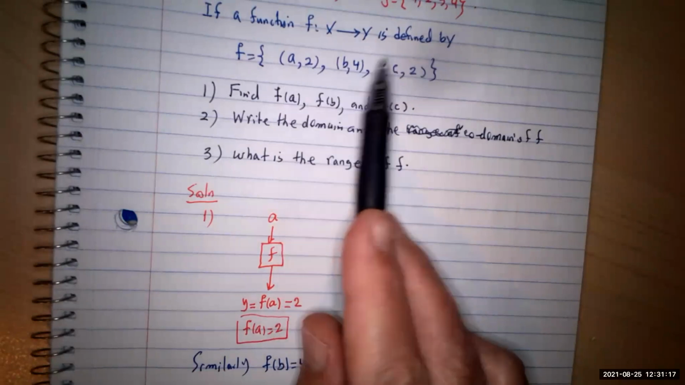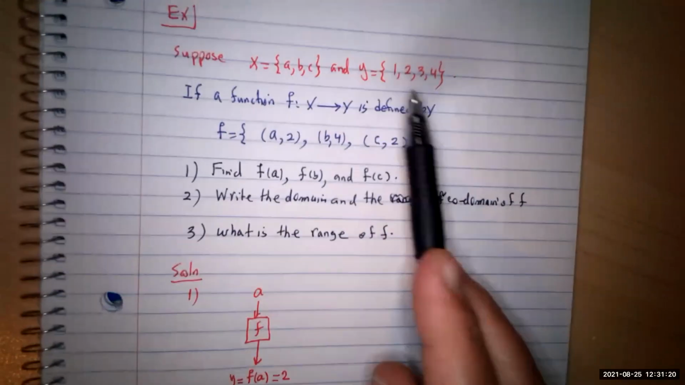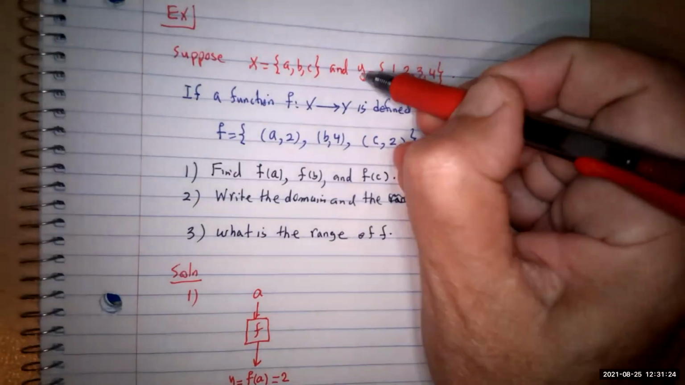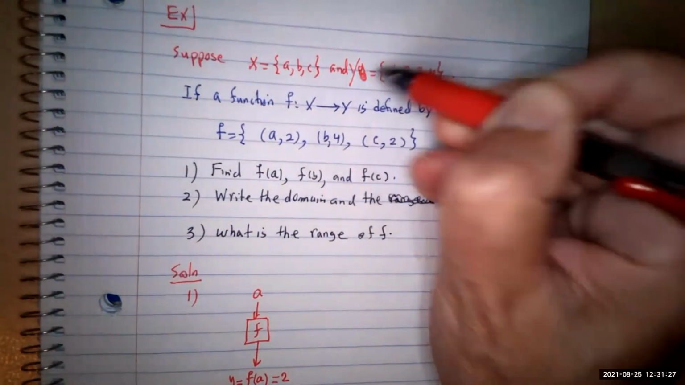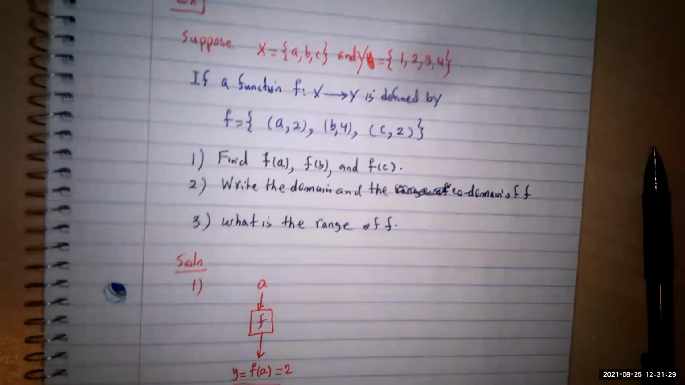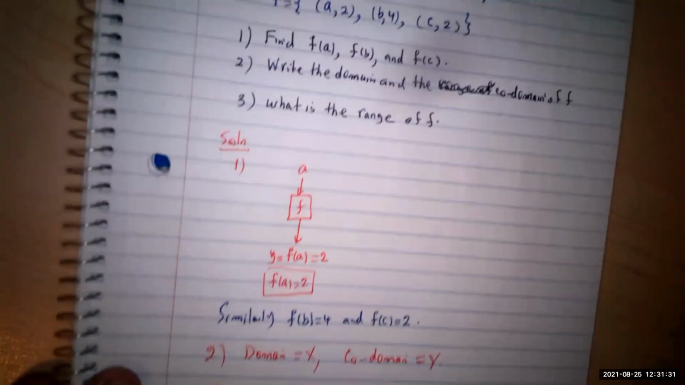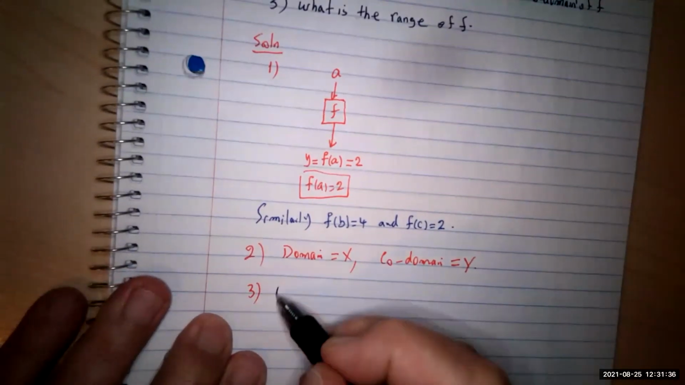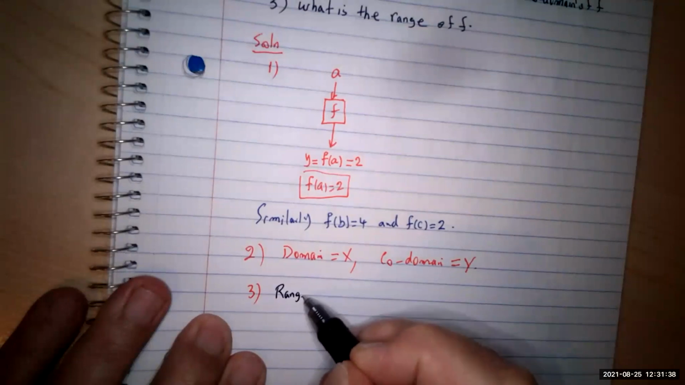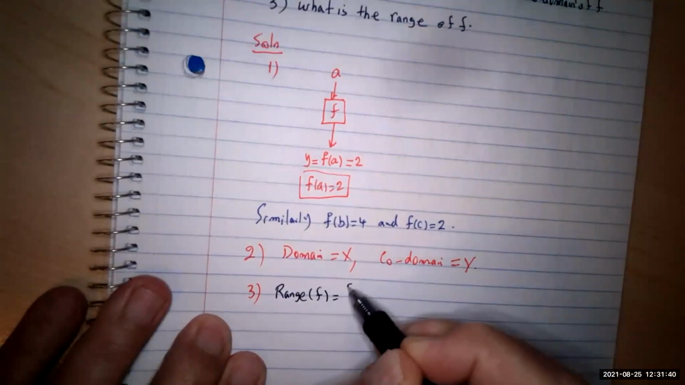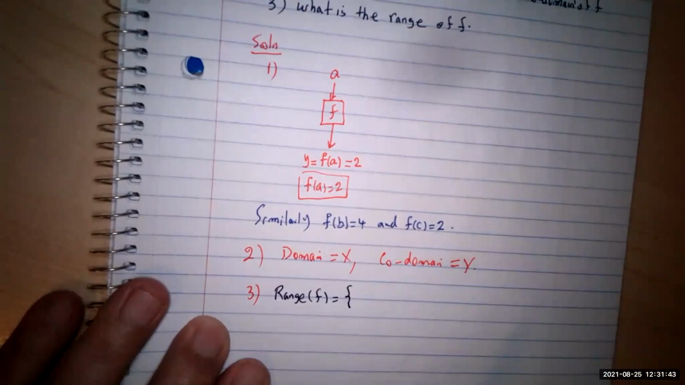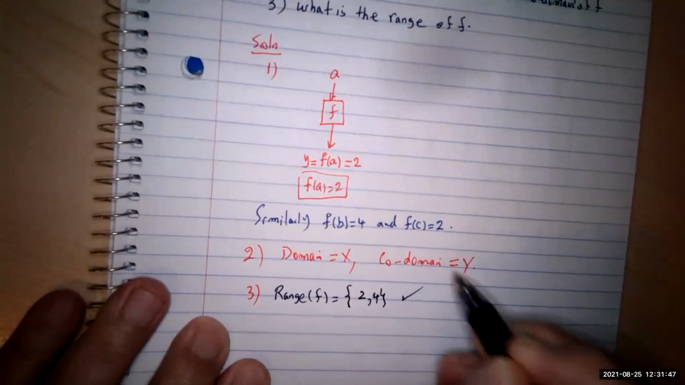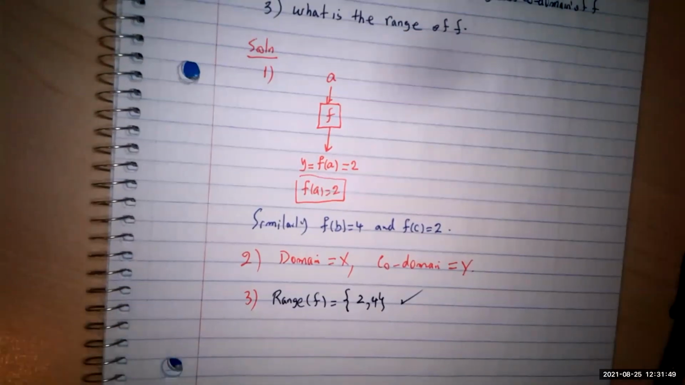Okay, the range is different from the codomain. The codomain is the big one that's given to you. Okay, this must be a capital, just to be consistent. This is the y. Okay, so the range is the output. So the range of the function, okay, the range of f, you write it as a set in set notation, and we have the 2 and 4 only. So that would be the range of the function.